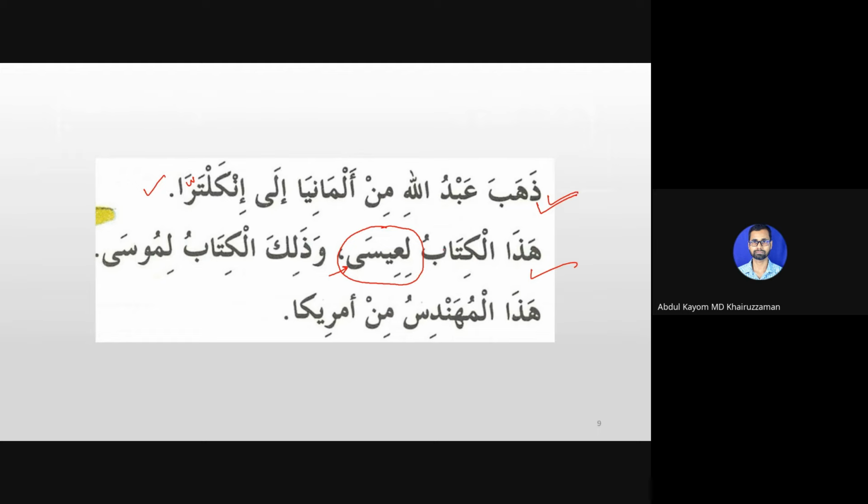So هذا الكتاب لعيسى وذلك الكتاب لموسى. You will never find Musu, Musi; you will always read Musa, Musa, Musa. Whether there is possession or preposition before it, it will always be Musa. It will always be Isa. So هذا الكتاب لعيسى وذلك الكتاب لموسى.